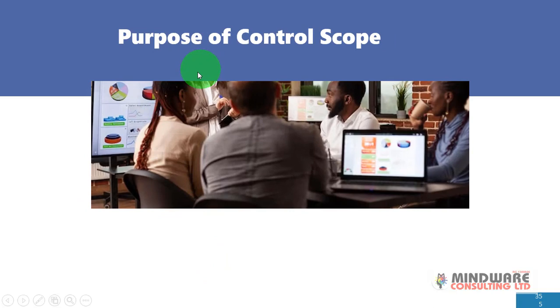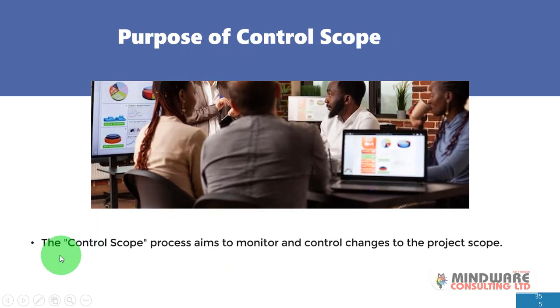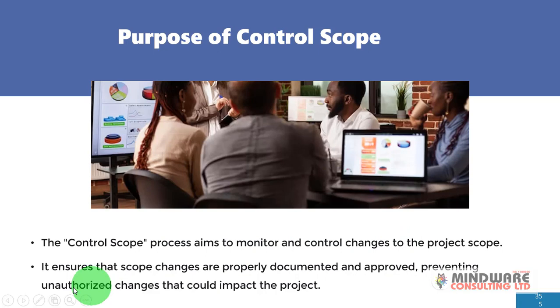Now, what is the purpose of the control scope process? The control scope process aims to monitor and control changes to the project scope. When you're making changes to the scope of your project, it has to be critically monitored and controlled. It ensures that scope changes are properly documented and approved, preventing unauthorized changes that could impact the project.